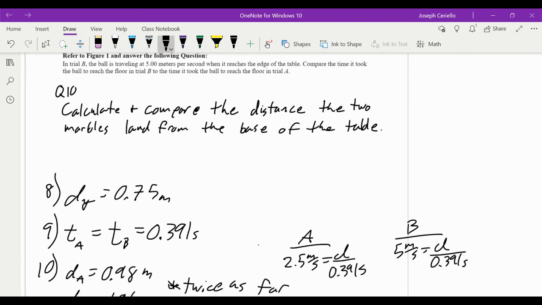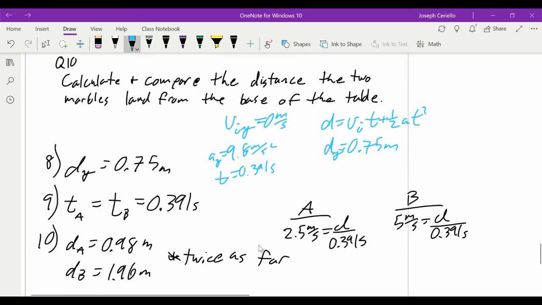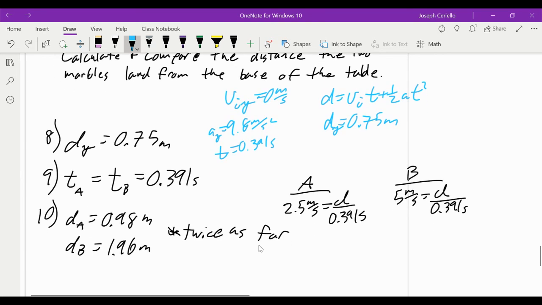So how did we get dy? dy was real simple. I'm not going to spend a lot of time on this one, but you know that the initial velocity in the y direction, v initial y, is 0. You could do a chart if you'd like. I would recommend it, but you don't have to. The acceleration in the y direction is 9.8 meters per second squared, and the time is 0.391 seconds. If you use the equation d equals vi t plus 1/2 a t squared, you should get that d is equal to 0.75 meters. That is dy. That's not dx. That's how high the table is. The times of flight for both of them are identical.